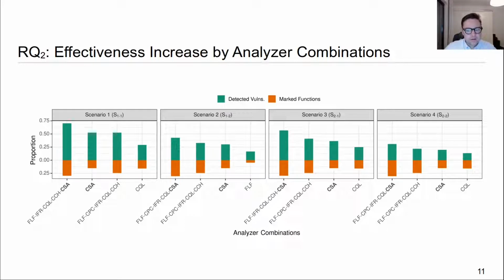Let's have a look at the second research question, where we analyzed the effectiveness decrease that we get when combining multiple tools. Here we used the tools that were most effective, the ones that detected most vulnerabilities in all benchmark programs. You can see them here on the x-axis, and on the y-axis we can see the bars of two different metrics. The first one, the same as before, here in green, is the ratio of detected vulnerabilities, the detection rate, and in orange the amount of marked functions.